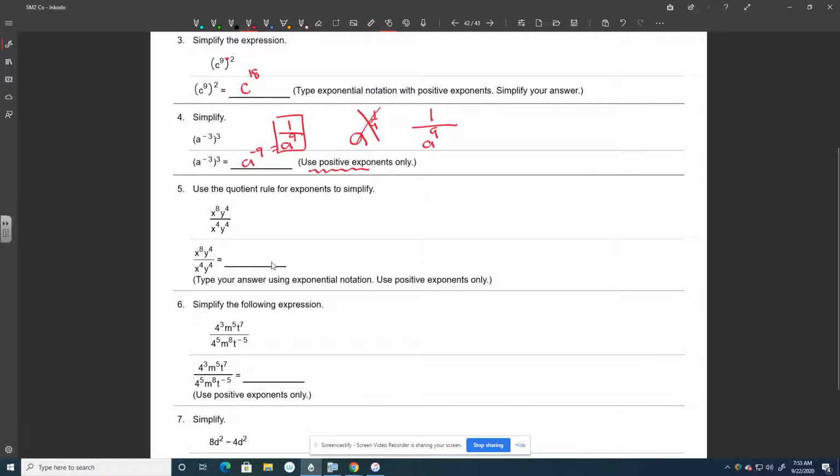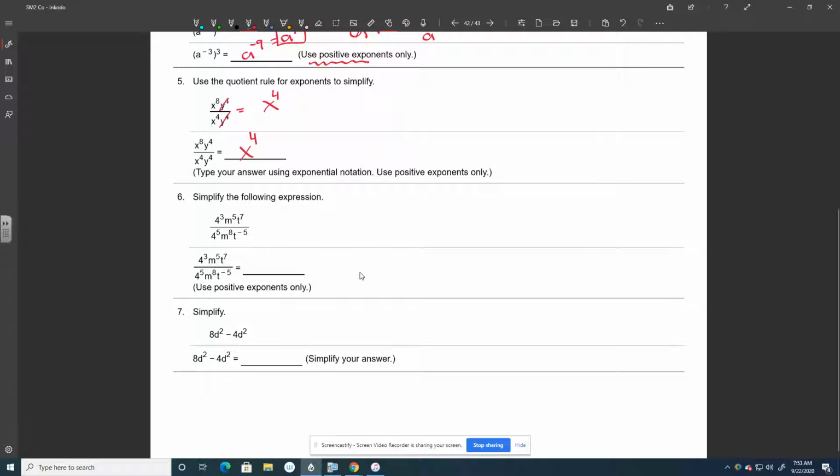Okay. Number five, use the quotient rule. Remember, when you have the same bases on the top and bottom, they can cancel each other out. So x to the 8th over x to the 4th, there's more x's on top. There's 4 more x's on top. So when I'm done, I'm going to have x to the 4th on top. There's y to the 4th on top and y to the 4th on the bottom. So those completely cancel each other out. So my answer is just going to be x to the 4th power.